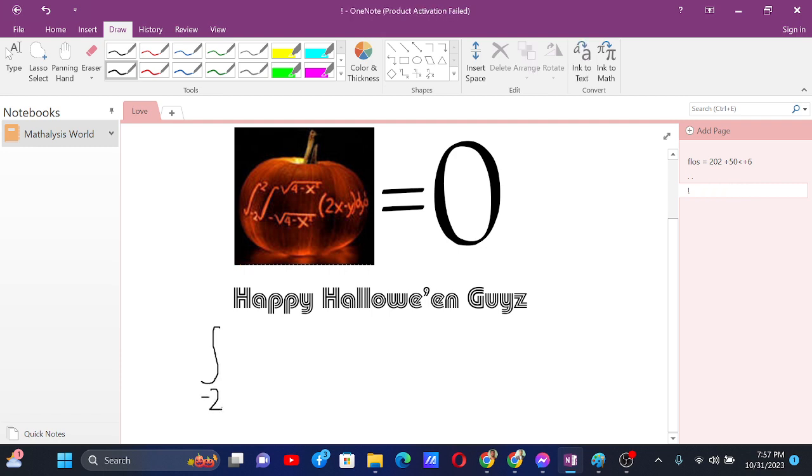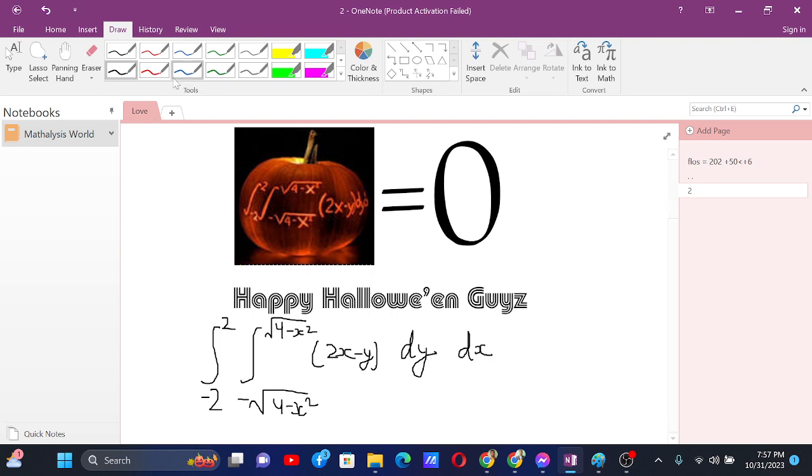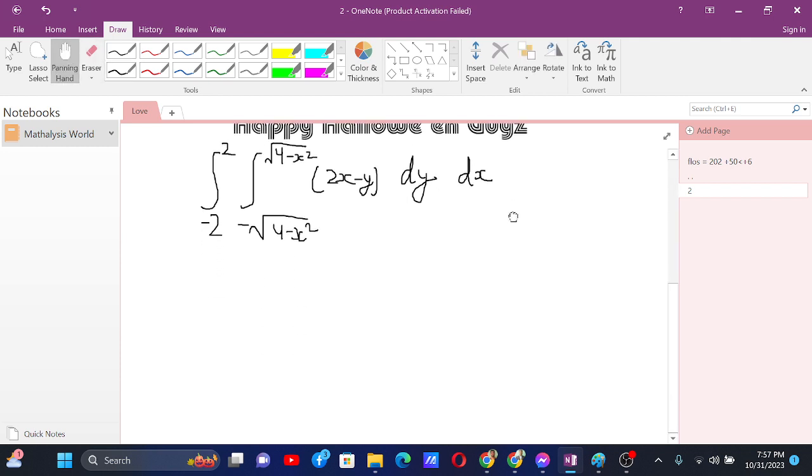Let's begin. So we have the integral from minus 2 to 2, and then the integral from negative root under 4 minus x square to positive root under 4 minus x square, of 2x minus y. This integral is with respect to y, and the outer integral with respect to x. So this is the integral. The limits might seem a bit complicated, but it's not.